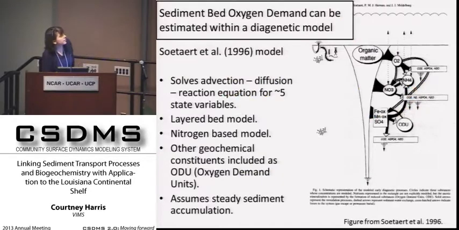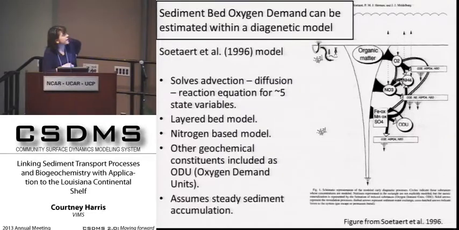The diagenetic model that we chose to implement was this model by Soetaert. We chose it for a few reasons, one being that it's a nitrogen-based model, as is Fennel's model. And then another reason is that, like our sediment transport model, it resolves its tracers in a layered sediment bed. So it resolves millimeter scale sediment beds, but it's keeping track of the concentrations of pore water oxygen, pore water nitrate and ammonium, and particulate organic matter with depth in the bed. So its model grid is really similar to the model grid that we're already using for sediment transport.